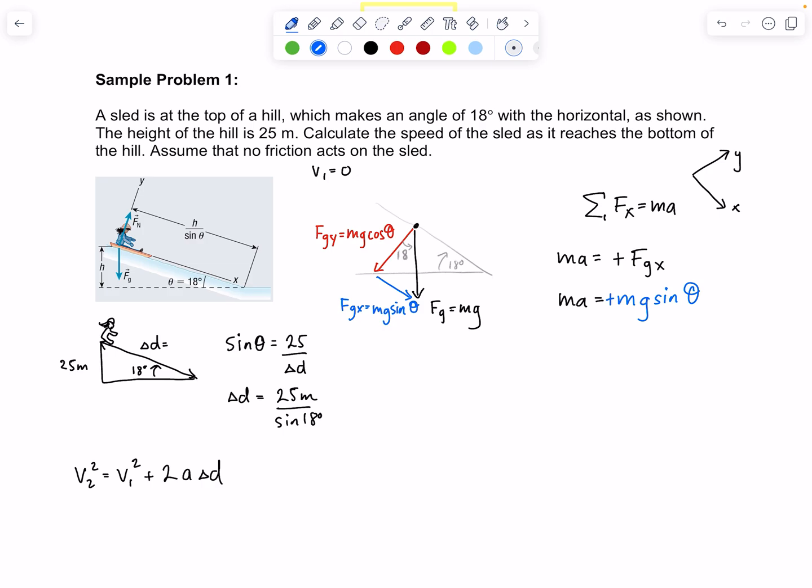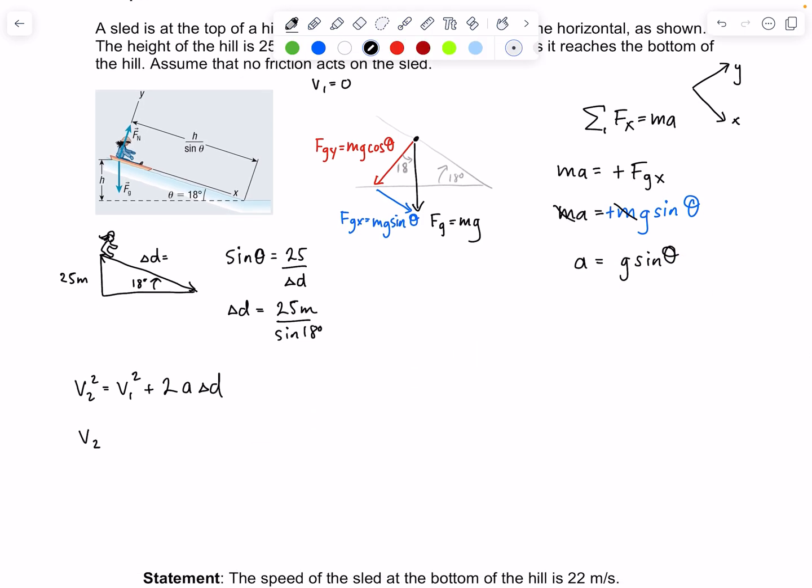In this expression, we have m on both sides of the equation, so we can cancel it out. So we know the acceleration is equal to g sine theta. We're going to put this value in for a. So v2 is equal to the square root of 0 squared plus 2 times g sine theta, and delta d is 25 over sine theta, where theta is 18 degrees.